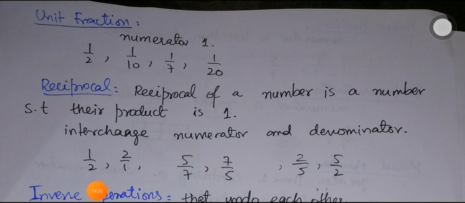Next we have unit fractions. Unit fractions are the fractions with numerator 1. So 1 by 2, 1 by 10, 1 by 7. These are all examples of unit fractions.